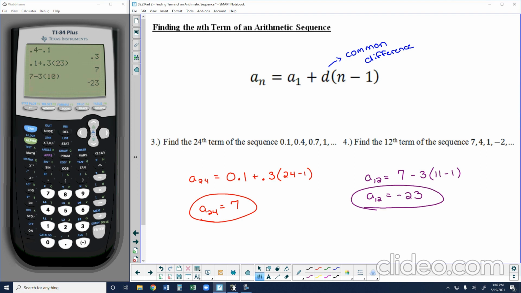So that formula can allow us to quickly find any term. This is going to be very useful if we had to find the 100th or the 1000th or the millionth term in a sequence, where using the recursive idea of adding the difference repetitively would be very redundant and take us a long time. We can get there very quickly.